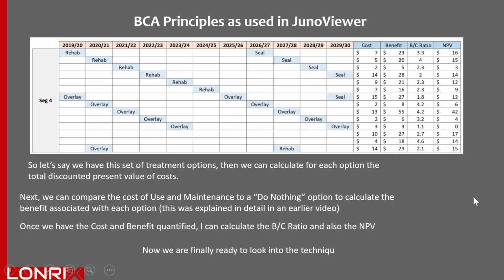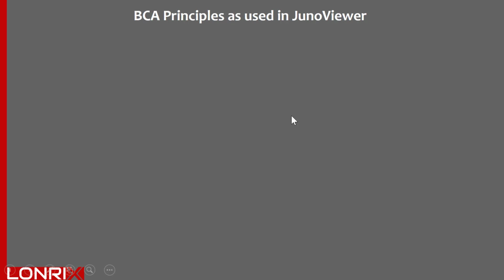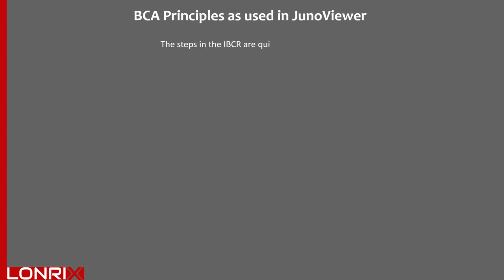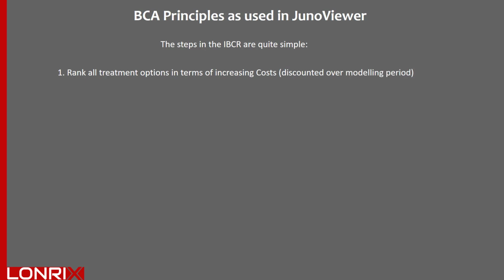Now we are finally ready to look into the techniques for picking the best option amongst the ones shown here. We will look at two of the most popular benefit cost analysis parameters used for evaluating projects on engineering infrastructure. These are the Incremental Benefit Cost Ratio, or IBCR, and the net present value method. The steps in the IBCR are quite simple. One, we rank all the treatment options in terms of increasing costs discounted over the modeling period.